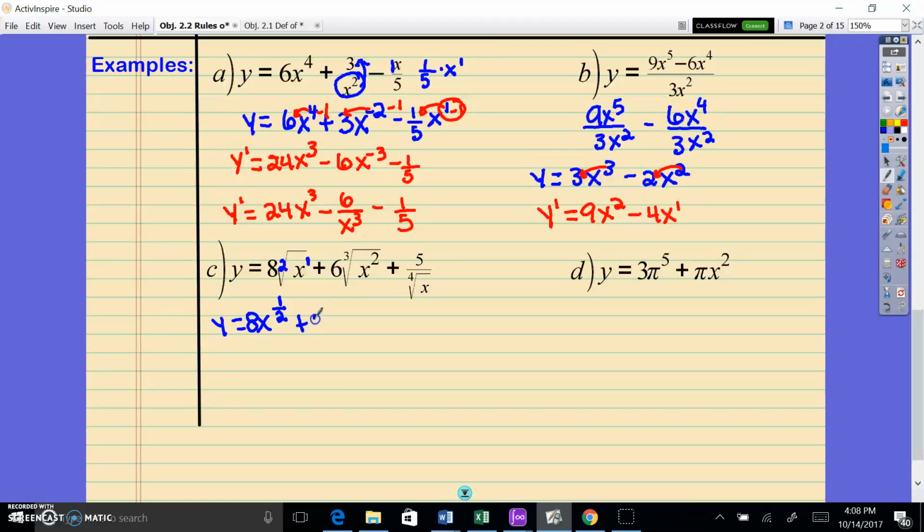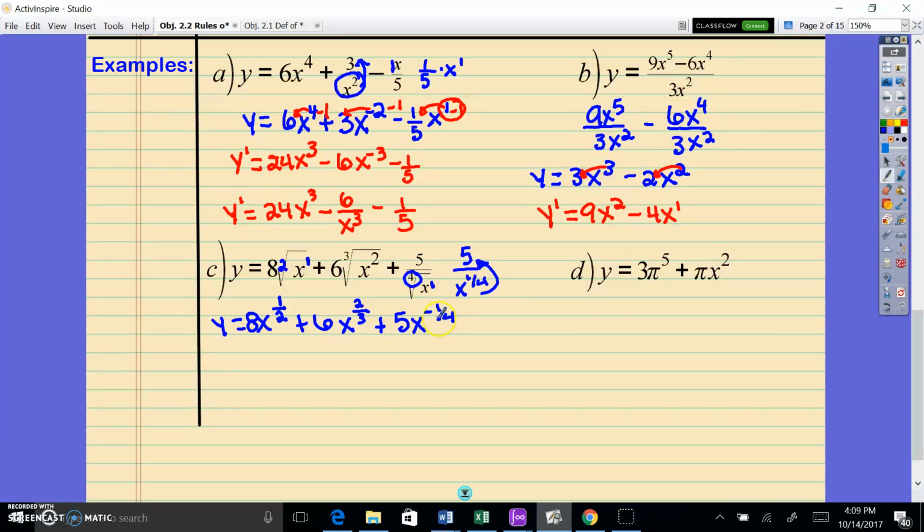Plus 6. I'm going to rewrite this portion here as a fractional exponent. So the numerator will be a 2, the denominator will be a 3. Now, this piece right here is a little interesting. You have a radical in the denominator, so that's 5 over x to the 1/4, technically. Remember, that's a power of 1, and the index is the denominator. So what I'm going to do is send it upstairs so that it's not a quotient. So I'm going to rewrite that as 5x to the negative 1/4.